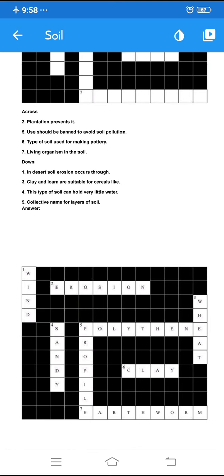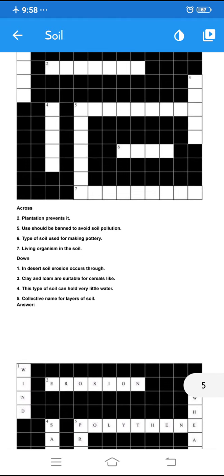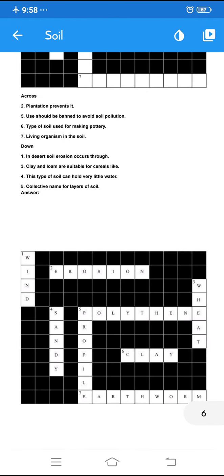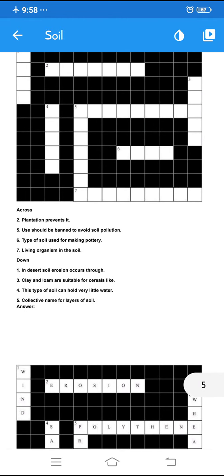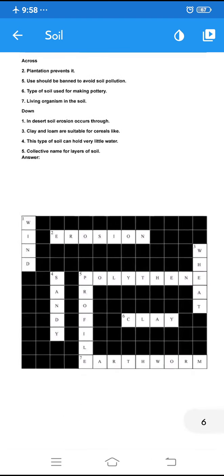Last question: the collective name for layers of soil. So question number 5, you have to check from top to bottom. That is the collective name for the different layers of soil. Together we call it a collective name, that is what? Soil profile. We call it profile, P-R-O-F-I-L-E. You can check it out here.